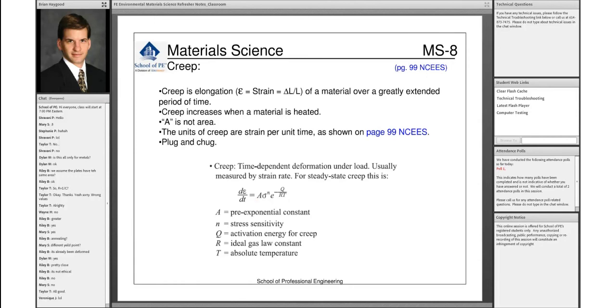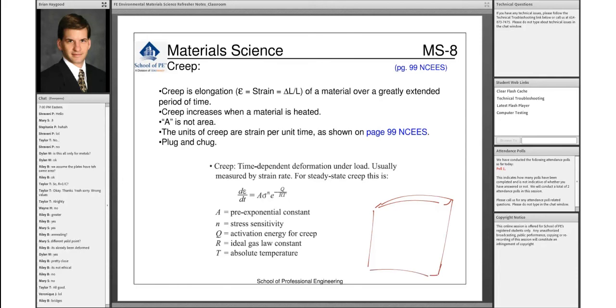Where is creep an issue? Well, where do we use something for extended periods of time where dimensions get to be very, very important? One of the areas where we see creep happening often, a sort of classic example, is panes of glass in medieval buildings. Antique glass tends to have a slightly rough appearance to it, and panes of glass in medieval churches and that sort of thing will be thicker at the bottom of the pane than they are at the top.